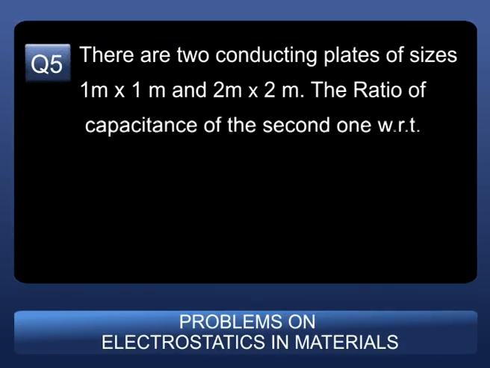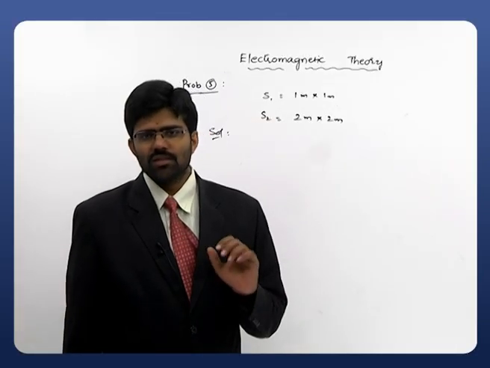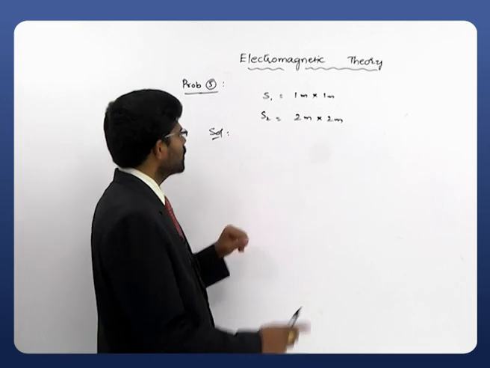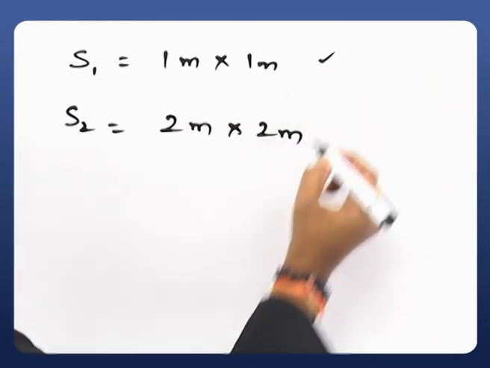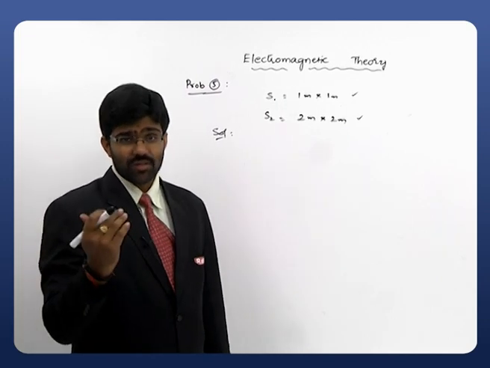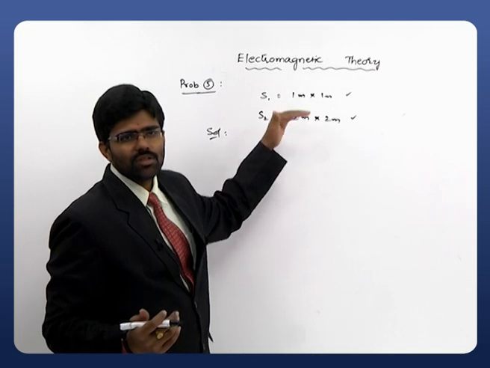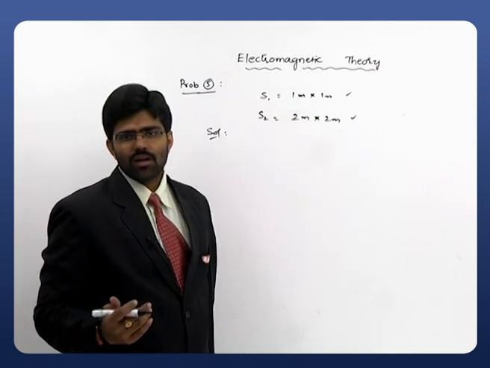Problem 5. There are two conducting plates of sizes 1 meter by 1 meter and 2 meter by 2 meter. The ratio of capacitance of the second one with respect to that of the first one is? Just observe what data is given to us. It's a very simple one. Two plates were given to us. One is of size 1 meter by 1 meter. Another one is of size 2 meter by 2 meter. We require the ratio of capacitance for these two plates, right? So how are these two plates' capacitances related?